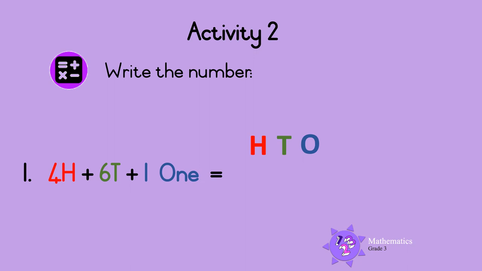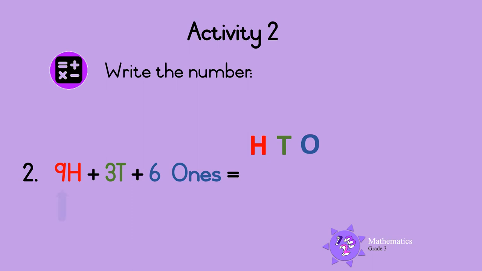Activity 2. Write the number that has 4 hundreds, 6 tens, and 1 one. The number has 4 hundreds, so 4 is in the hundreds column. The number has 6 tens, so 6 is in the tens column. And the number has 1 one, so 1 is in the ones column. So the number is 461. Great! What about this one?